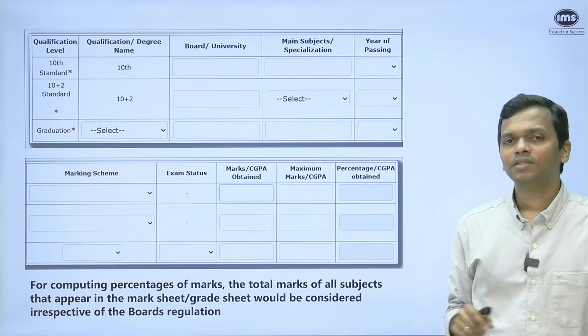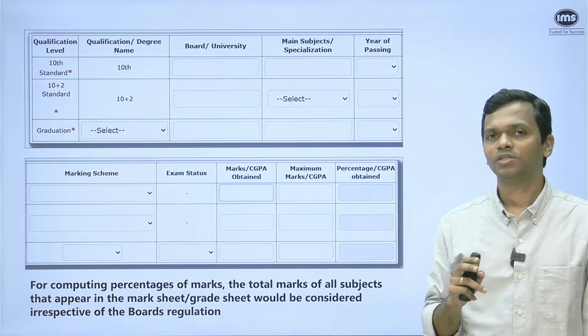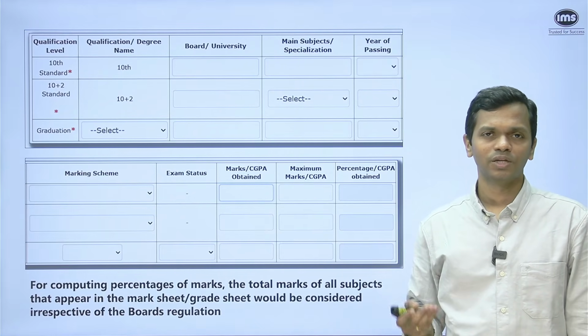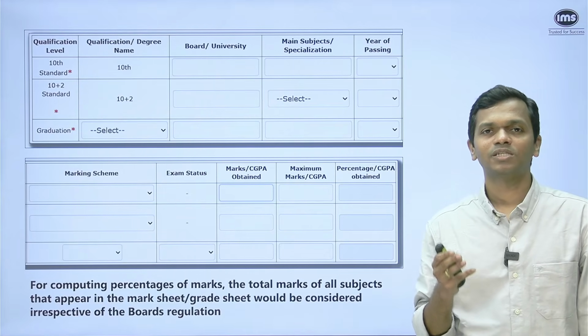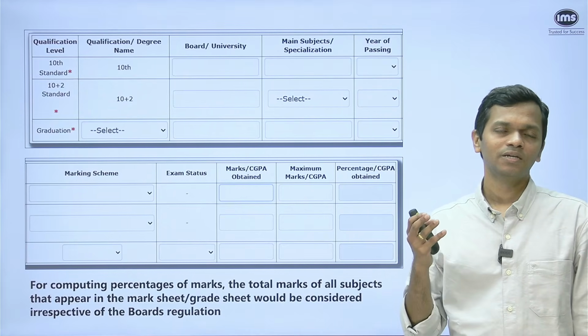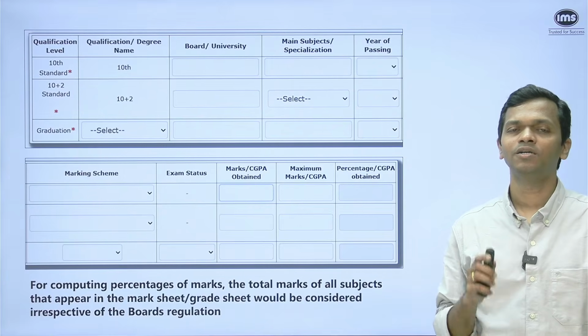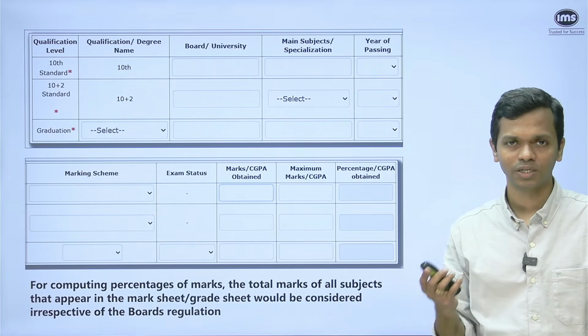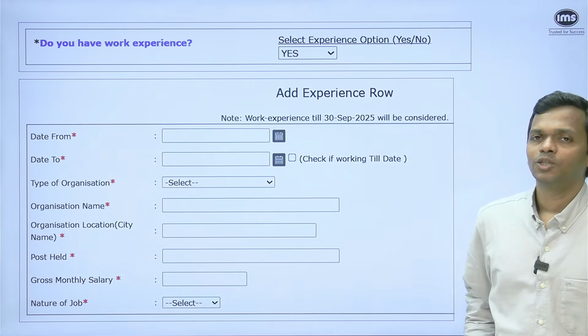Now, one important thing that they have given is for computing the percentage of marks, the total of all the subjects is supposed to be taken. You're not supposed to do anything like best of 5, best of 6, or whatever be the case. All the subjects that appear on the mark sheet, the way you follow for the CAT application form, exact same thing you have to do here, right? So everything that appears on your mark sheet, you have to consider to calculate your final marks.